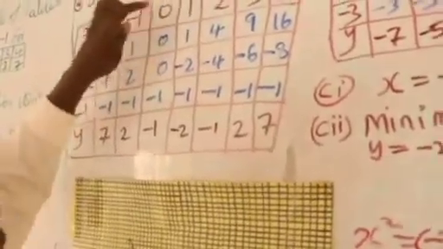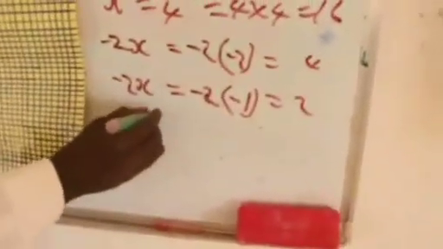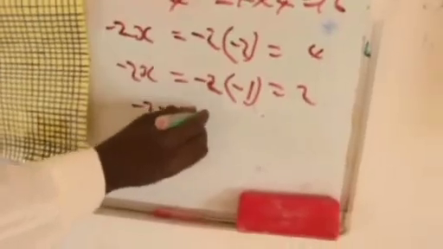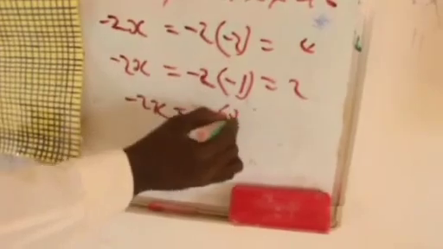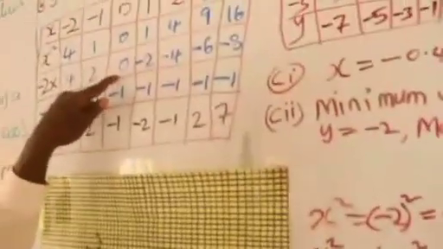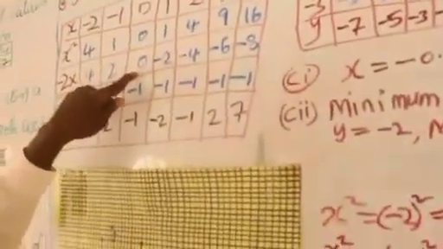Putting 0 here now, 0 in place of x, minus 2 times 0. In place of x, we write 0. Everything will be what? 0. And that's how this place is 0.